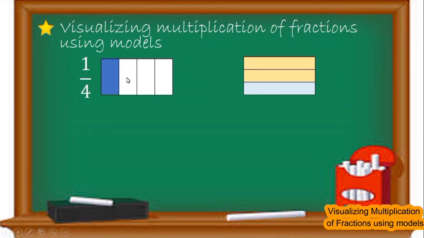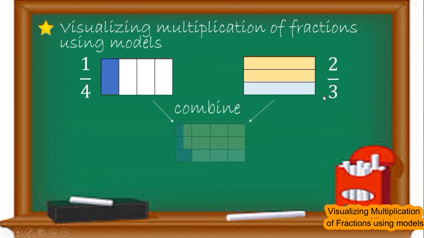This model represents 1/4 and the other model represents 2/3. This area of 1/4 is our numerator and the whole area is our denominator. Also in this model, this area represents our numerator and the whole area represents our denominator. Let's combine or multiply these fractions. This is the result when we combine the 1/4 and 2/3.